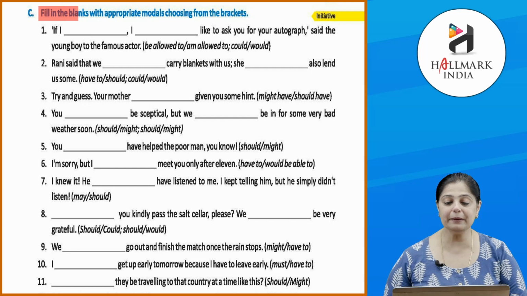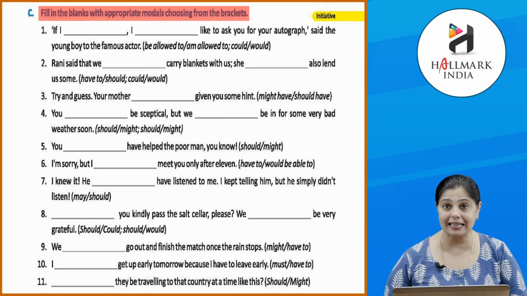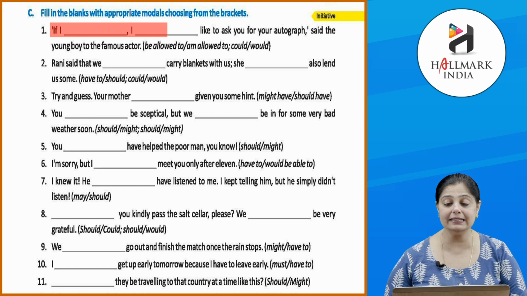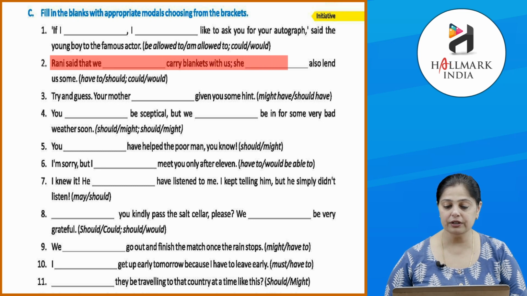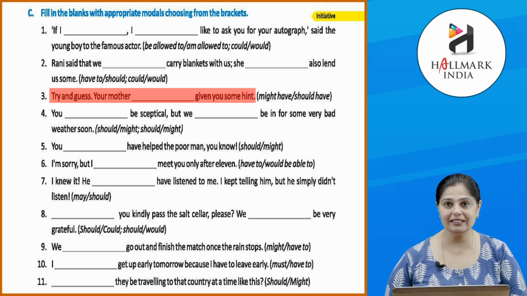Okay. Now, fill in the blanks with appropriate modals choosing from the brackets. If I'd like to ask you for your autograph, said the young boy to the famous actor. Okay. If I'm allowed to, I would like to ask you for your autograph, said the young boy to the famous actor. Rani said that we should carry blankets with us. She could also lend us some. Okay, try and guess. Your mother might have given you some hint. Okay, so likewise you have to do the remaining ones.